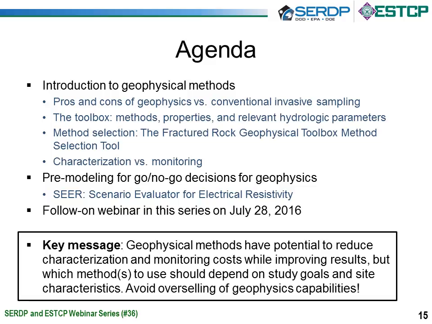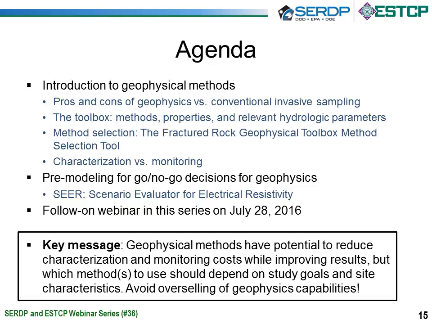Specifically, I want to talk a little bit about methods or approaches that can be used to assess whether a geophysical method is going to be appropriate and hopefully avoid unnecessary expense on the use of geophysics when the method may not be appropriate. And in that specific instance, I'm going to introduce a few tools that we've been developing under this ESTCP project for tech transfer that we're currently working on. And as Rula already mentioned, there's a follow-on webinar in this series on July the 28th.